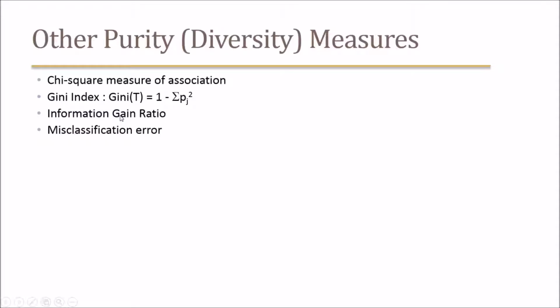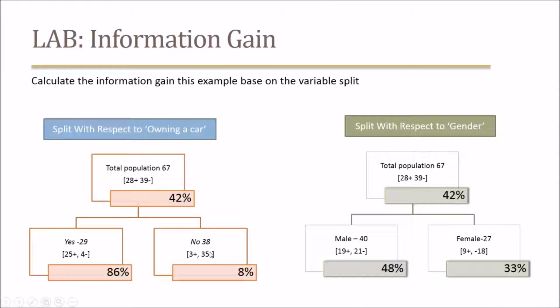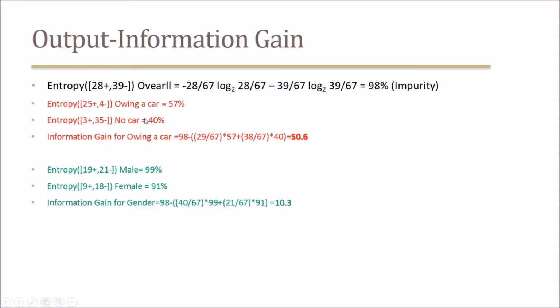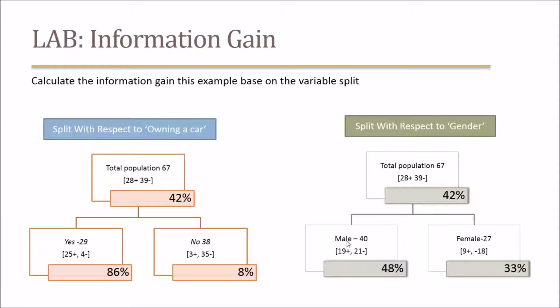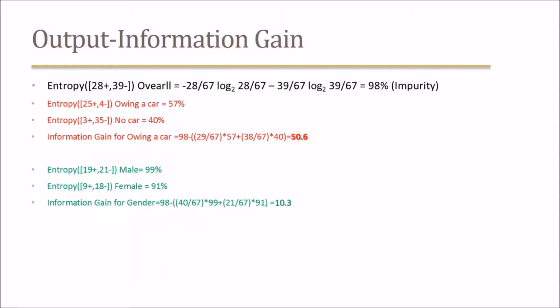The entropy for the second segment, not owning a car, which is 3 positive, 35 negative, is 40%. Information gain is the entropy before the segmentation minus the weighted average entropy after the split. So the information gain here is 50.6. Similarly, if we calculate for the male and female segments and subtract it from the entropy of the overall population, we will see a value of 10.3. Information gain for gender here is 10.3, and for owning a car it is 50.6.